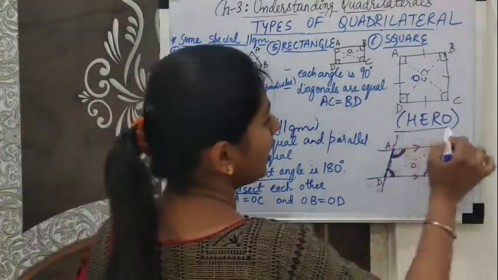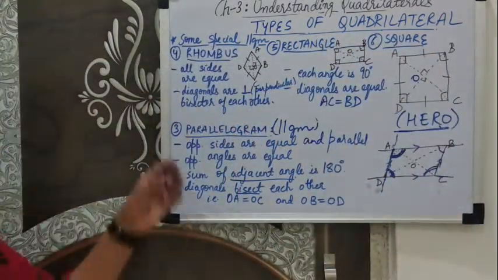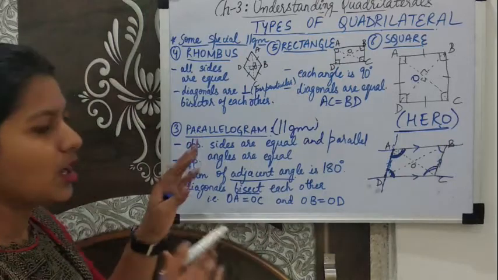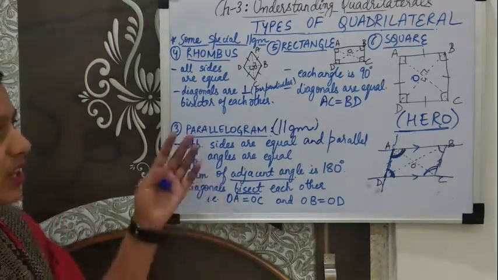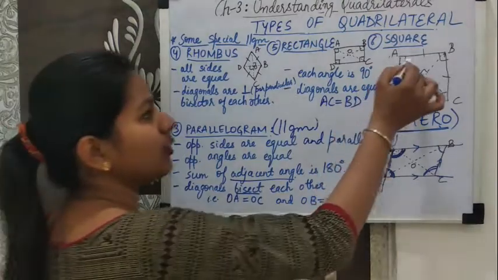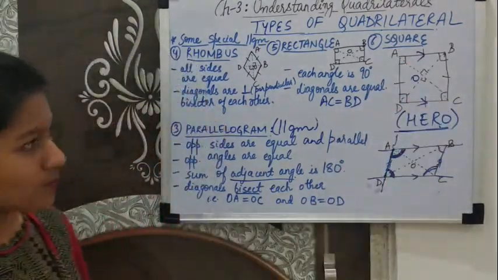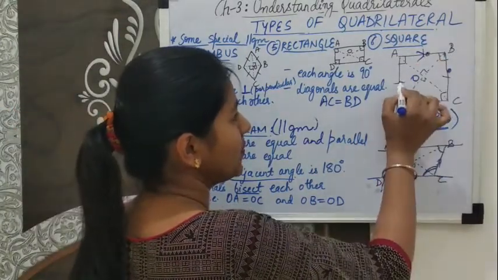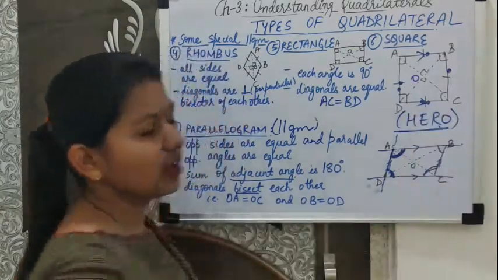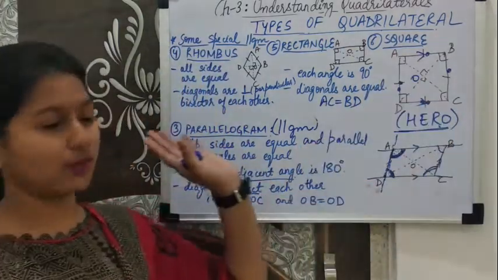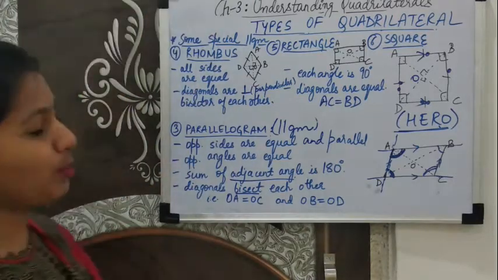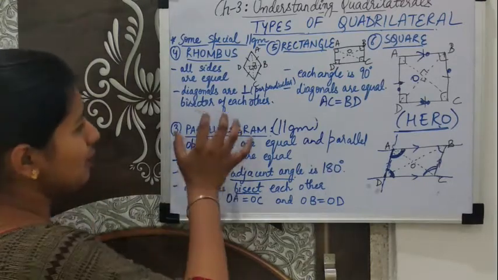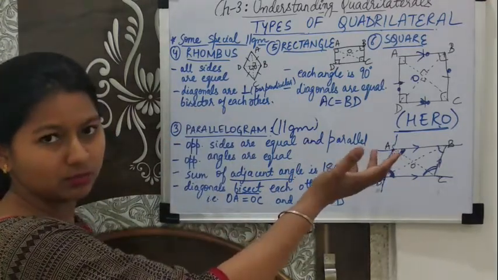दैट्स व्हाई आई एम कॉलिंग इट हीरो ऑफ ऑल द क्वाड्रिलेटरल, बिकॉज इट इज हैविंग ऑल द प्रॉपर्टीज, ऑल द कैरेक्टरिस्टिक्स ऑफ ऑल द क्वाड्रिलेटरल्स व्हिच वी हैव स्टडीड टिल नाउ. जहां तक आप इसमें ट्रेपेजियम की भी प्रॉपर्टी डाल सकते हैं, दैट वन पेयर ऑफ अपोजिट साइड्स आर पैरेलल. आप इसमें काइट की भी प्रॉपर्टीज डाल सकते हैं, दैट टू पेयर्स ऑफ एडजेसेंट साइड्स आर इक्वल. फाइन, दैट्स व्हाई स्क्वायर इज कॉल्ड हीरो ऑफ द क्वाड्रिलेटरल, इन व्हिच यू कैन राइट ऑल द प्रॉपर्टीज ऑफ ऑल द क्वाड्रिलेटरल्स.